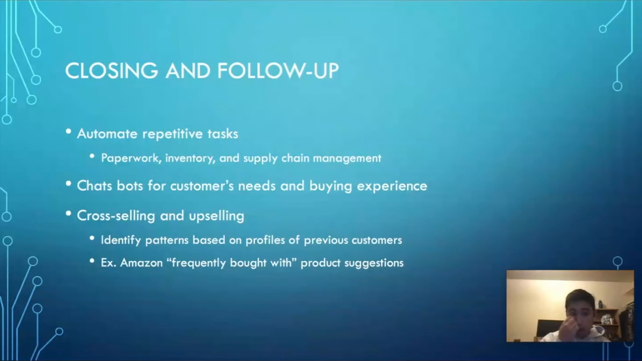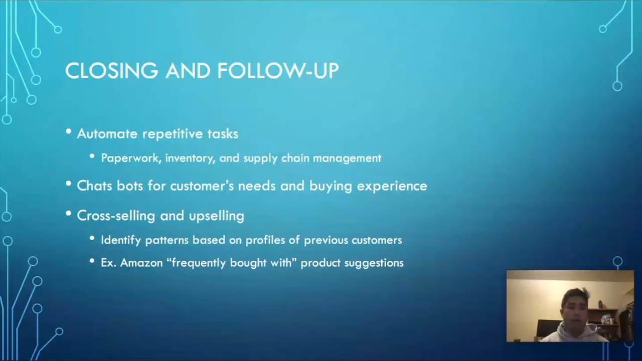The last thing would be closing and follow-up. In closing, you can automate repetitive tasks such as paperwork, inventory, and supply chain management using an AI system, as well as, again, chatbots for customer needs and buying experience. Probably the biggest thing that AI helps this stage with is cross-selling and upselling.